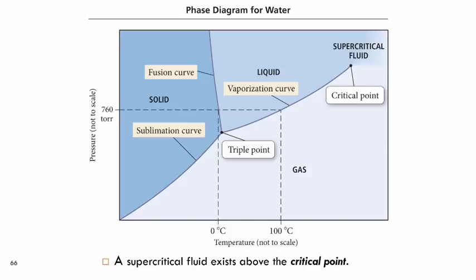Any questions yet? You should be able to look at an unlabeled graph that doesn't have sublimation curve, liquid, solid, etc. on there, and identify what those different regions are.